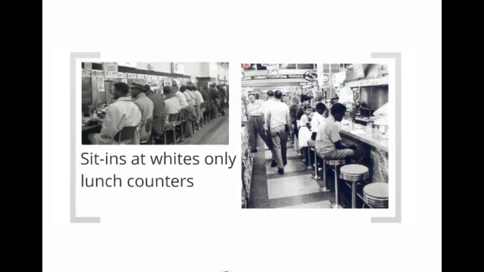The Brown case was a watershed moment in the civil rights movement, because if separate schools were unconstitutional, then in theory so were all these other separate rules, these other Jim Crow segregation laws.